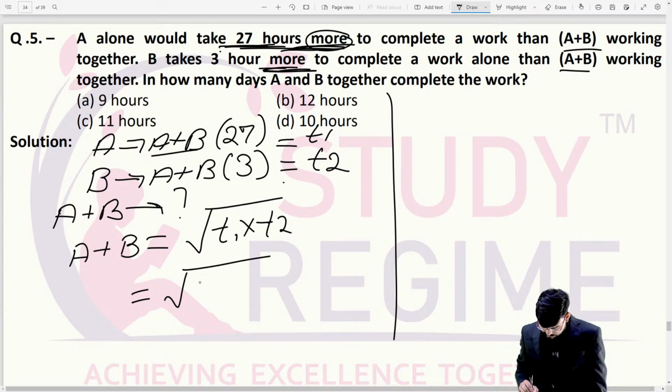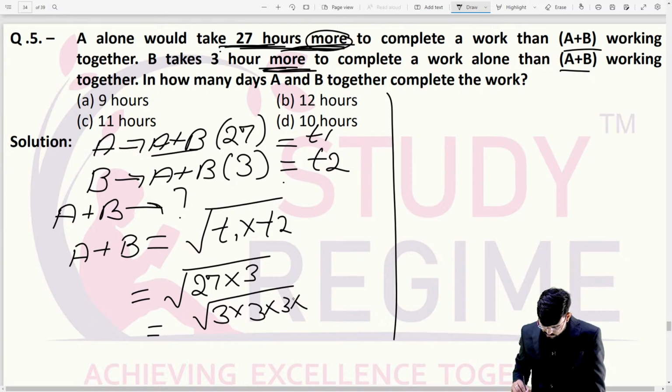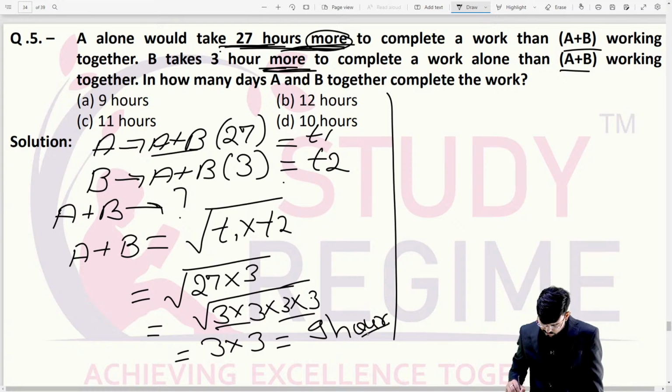What is T1 given? 27, into 3. Simplify things: 3 into 3 into 3 into 3. Make the pairs and take them out. You will get 3 into 3, so you get 9 hours. Your answer is finished. You completed the question, your answer is 9 hours.